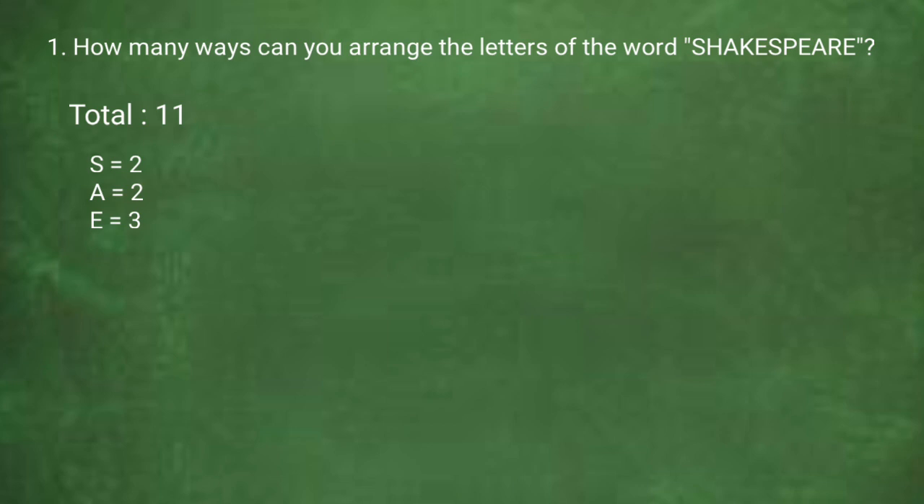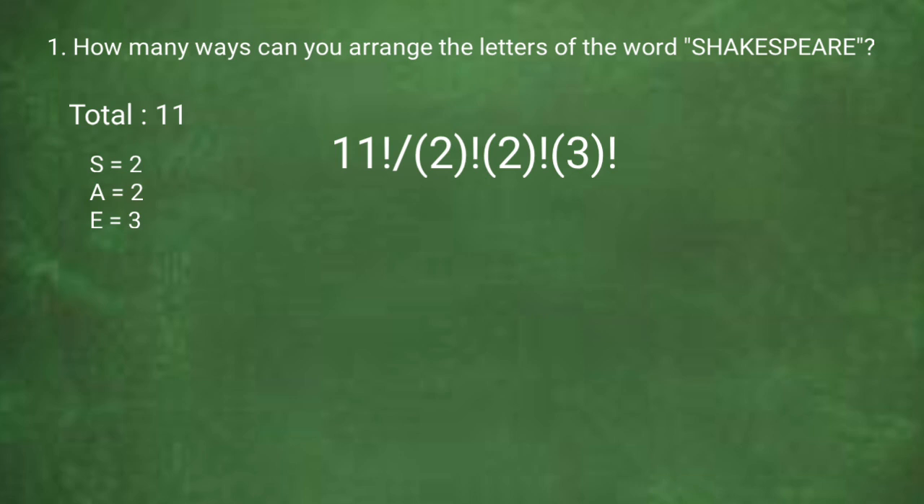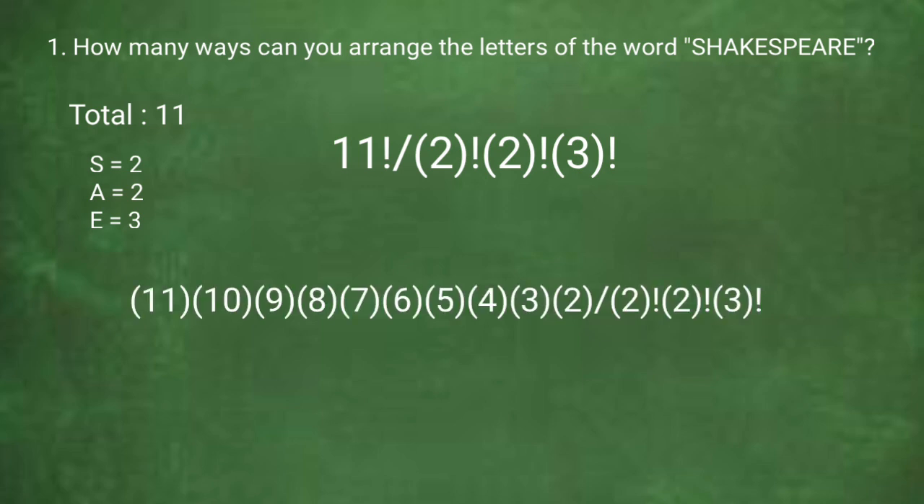Now, I want you to put down the total number. 11 with the factorial sign and the repeating letters with factorial signs. 11 factorial divided by 2 factorial times 2 factorial times 3 factorial. To solve this, we are going to simplify the factorials. You can use a calculator if you want to. 11 times 10 times 9 times 8 times 7 times 6 times 5 times 4 times 3 times 2 times 1 is divided by 2 factorial, 2 factorial, and 3 factorial.